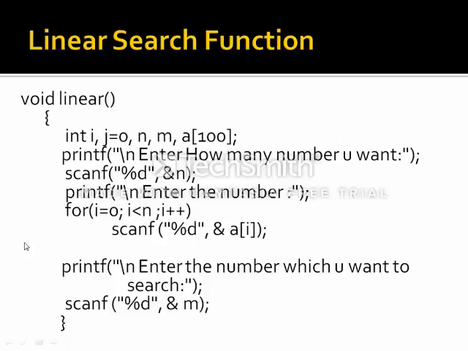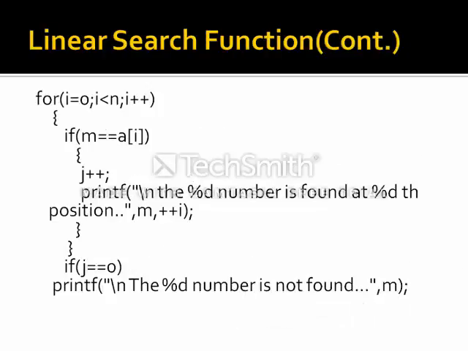Now our main aim was to search an element in an array. So I will ask him to enter the number which you want to search, and I will scan that value. Now in this for loop we will compare the elements one by one. For this purpose we have used a for loop which will start with 0 and will go up to n minus 1. That is, for 10 elements we will go from 0 to 9, that is 10 elements.